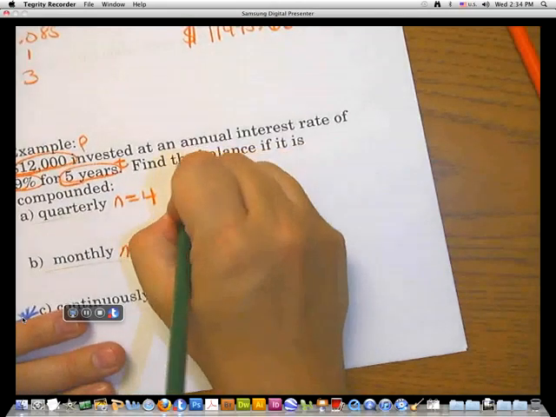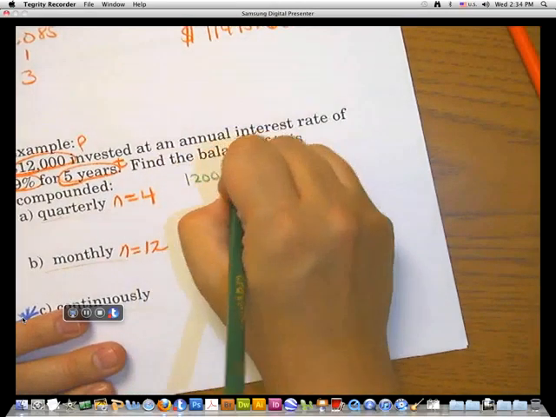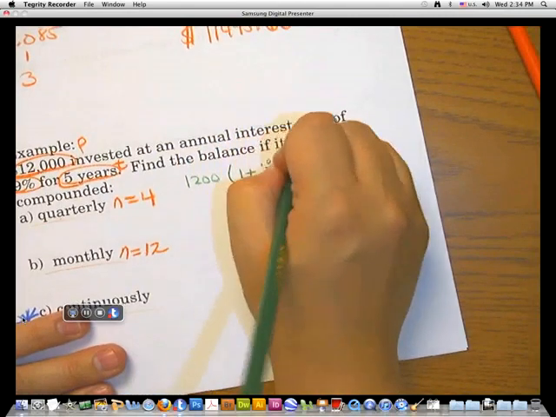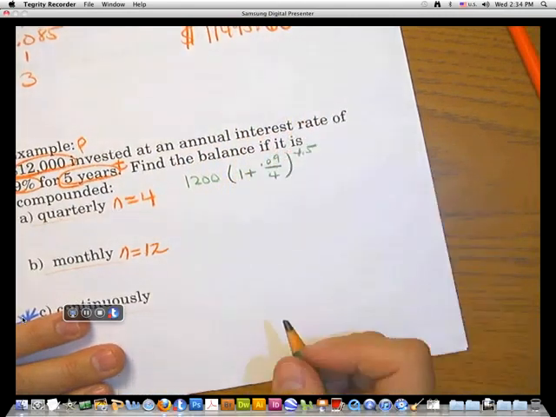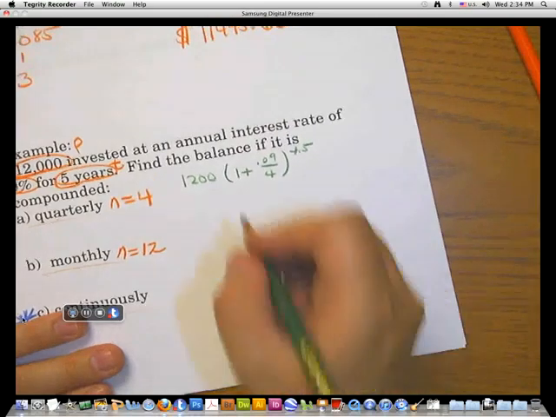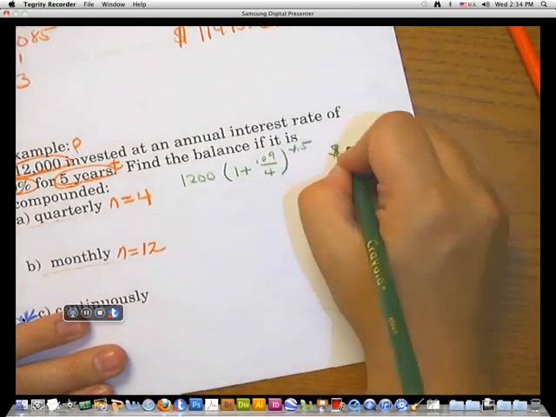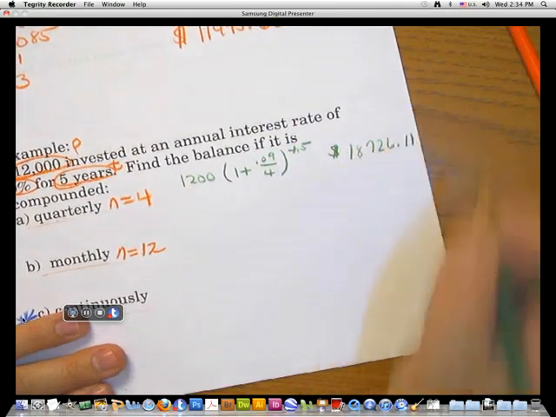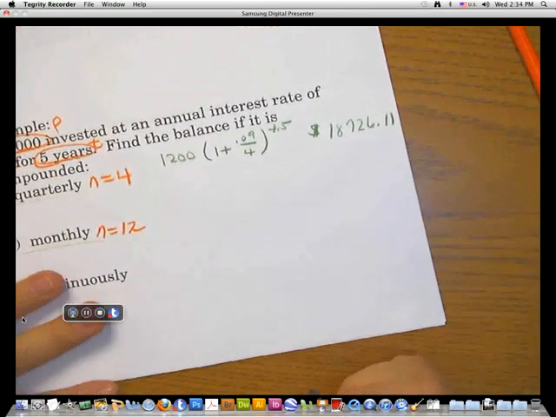All right, so here we have 12,000. 1 plus the percent over how many times, and then how many times T. Punch it all in your calculator. Make sure to round appropriately. And 18,726.11 hopefully is what you got.